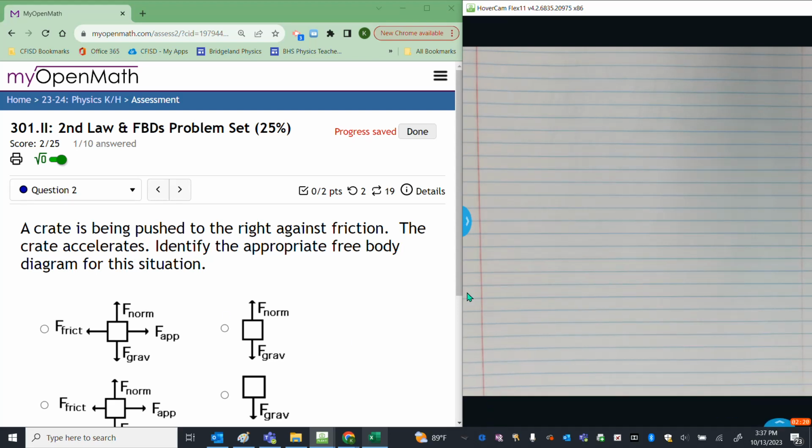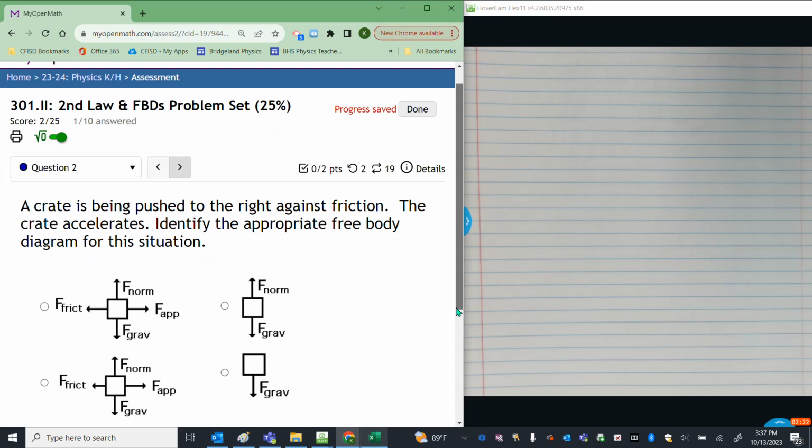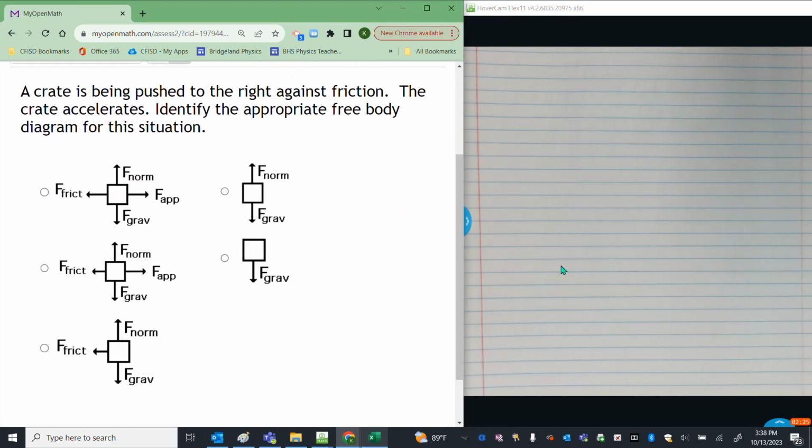Question 2 on the assignment 301.2 says a crate is being pushed to the right against friction. The crate accelerates. Identify the appropriate free body diagram for the situation. Again, we're going to have gravity every time. It's in all of the diagrams. We're also going to have normal force because this crate is being pushed across some type of surface. I know that because, well, it makes sense for it to be pushed across a surface. You can't push something without a surface like that.